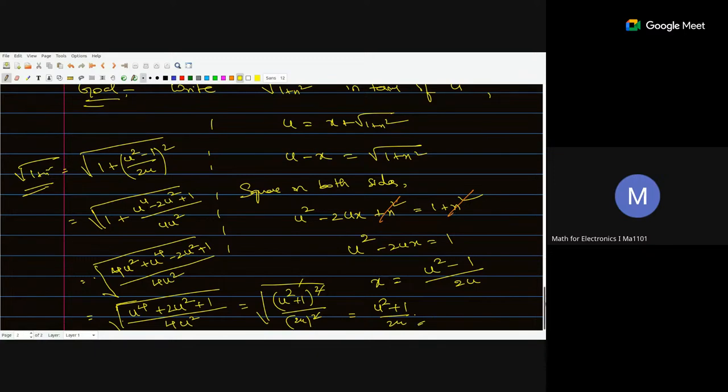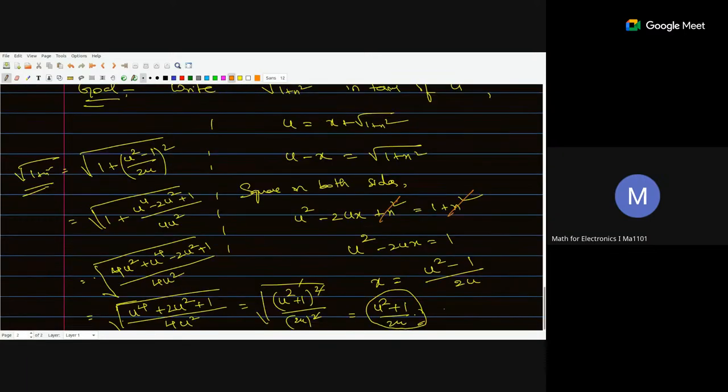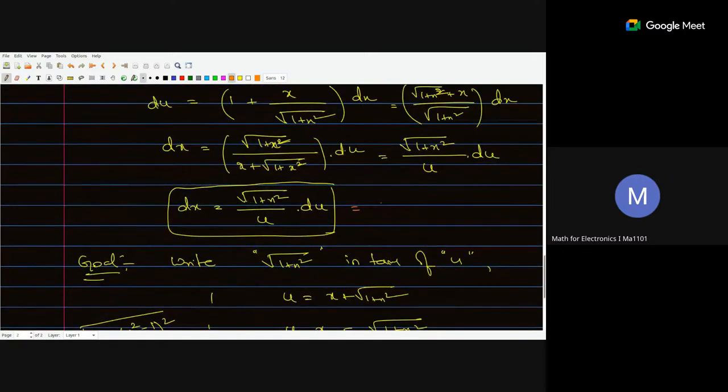I will tell you why this is helping us. Because now, if you see, the square root terms have vanished all over. So here there is some square root, but now square root 1 plus x square will be simply u square plus 1 by 2u. Now this is u square plus 1 by 2u whole divided by one more u, du. Now this will be u square plus 1 by 2u square du.